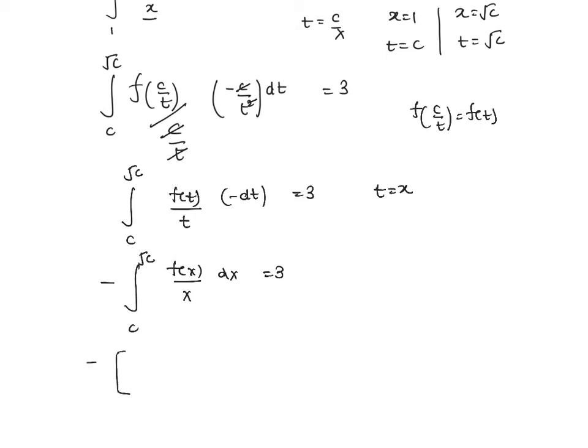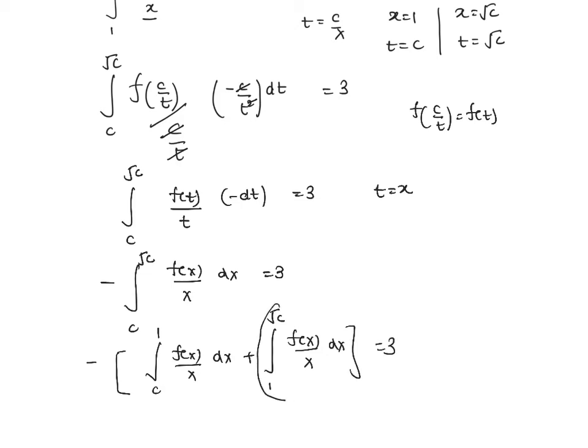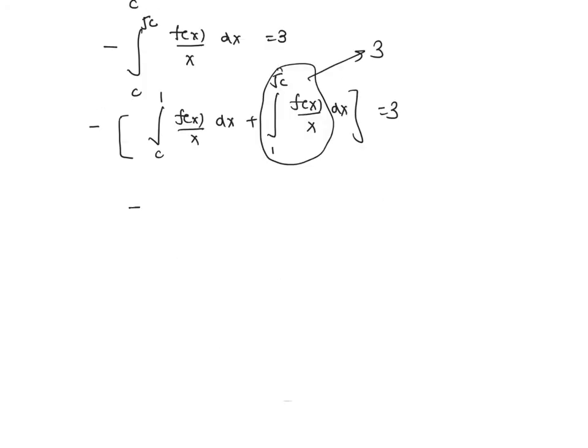So minus of this we can break: c to 1 f(x) by x dx plus 1 to root c f(x) by x dx equals 3, and this value is given as 3. So the integration becomes minus of c to 1 f(x) by x dx minus 3 equals 3. If I take the minus, the limits will change. So we can write 1 to c f(x) by x dx equals 6. This is your answer.